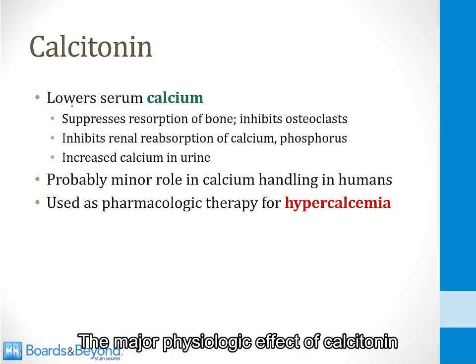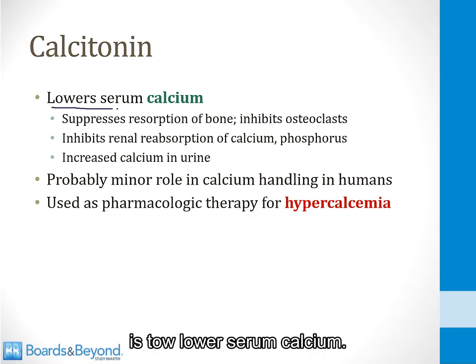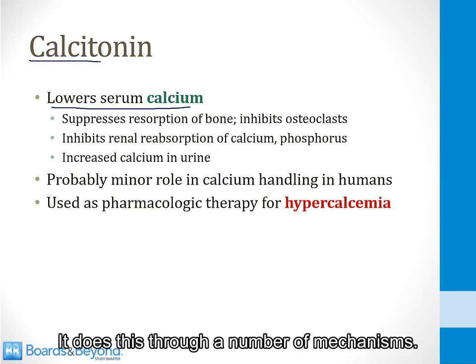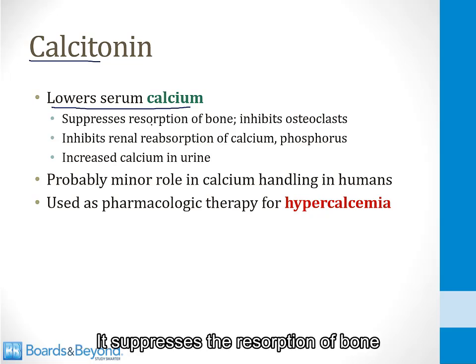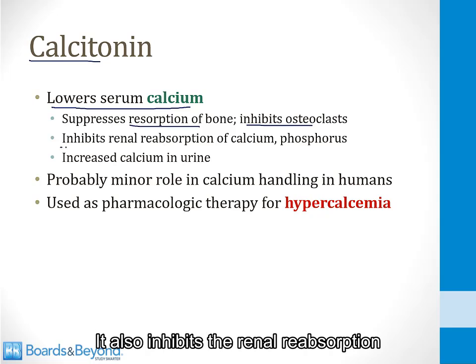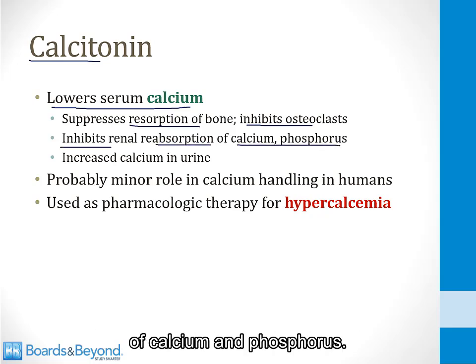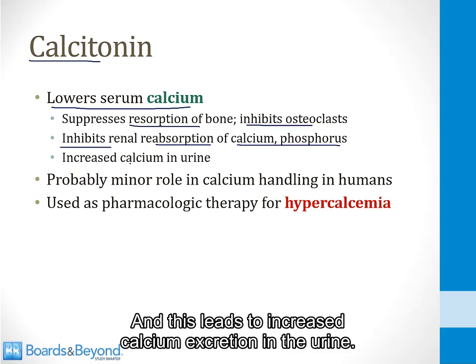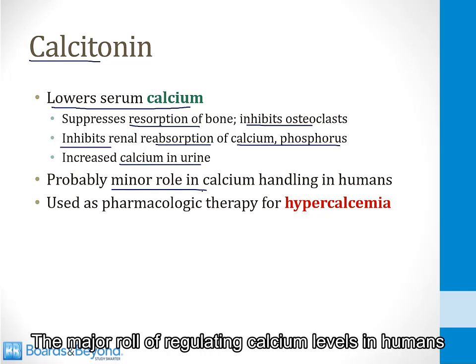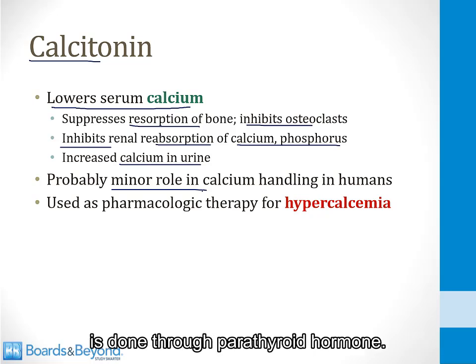The major physiologic effect of calcitonin is to lower serum calcium. That's why it gets the name calcitonin. It does this through a number of mechanisms. It suppresses the resorption of bone by inhibiting osteoclasts. It also inhibits the renal reabsorption of calcium and phosphorus, and this leads to increased calcium excretion in the urine. It probably plays a minor role in calcium handling in humans. The major role of regulating calcium levels in humans is done through parathyroid hormone.